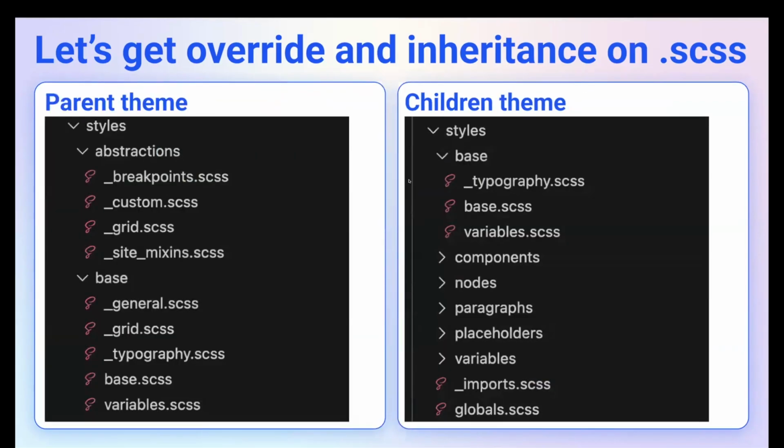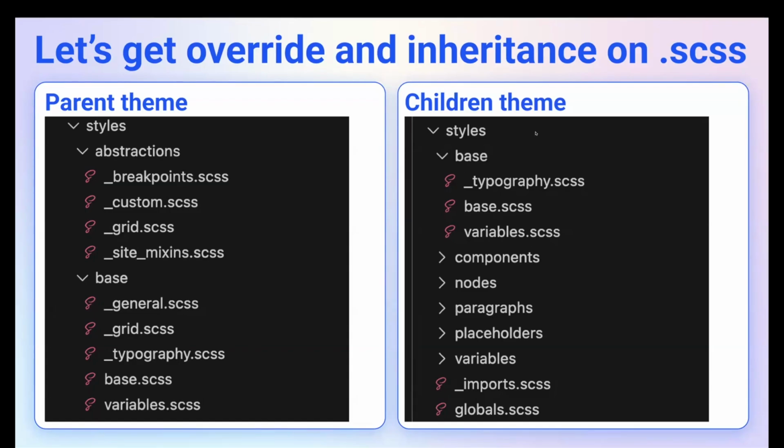So the result is that, let's see, we have these two directories, parent theme and child theme. As you can see in the child theme, the whole abstraction directory is totally missing. So all the breakpoint definitions, all the custom implementation, custom mixins, the grid system.